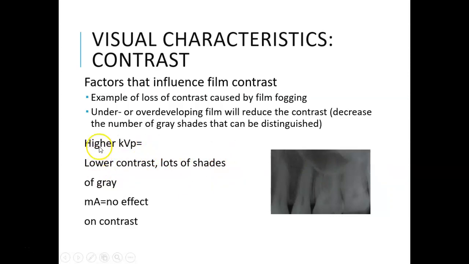And mA has no effect on contrast at all. Increased kVp ends up having a lower contrast, or lots of shades of gray. This might get a little confusing, because when we think about higher kVp, we think about higher density and a darker film. So you think, isn't it just overall dark? It's overall dark and you don't get a lot of the white, so you don't have that contrast. You have a low contrast. It's just a lot of dark shades of gray, perhaps.